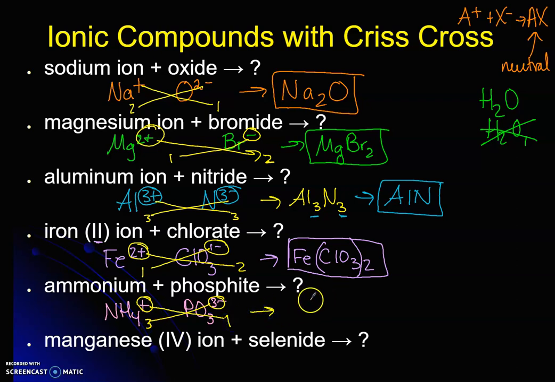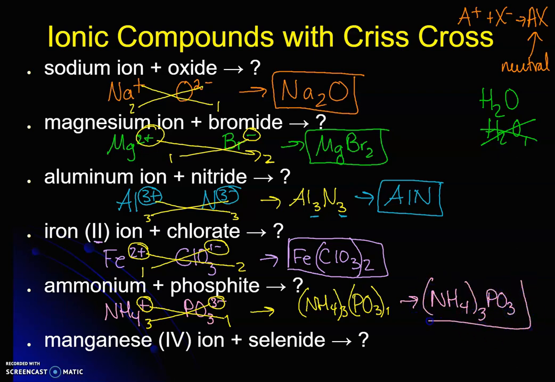So I write NH4, 3. Now I need parentheses around it. And PO3, I only need 1 of them. Well, I don't need parentheses around that either. So we're going to clean that up and write NH4 taken 3 times PO3. Don't say the word parentheses. We say taken to represent the parentheses. Kind of sounds like a scary movie with the taken, you know?